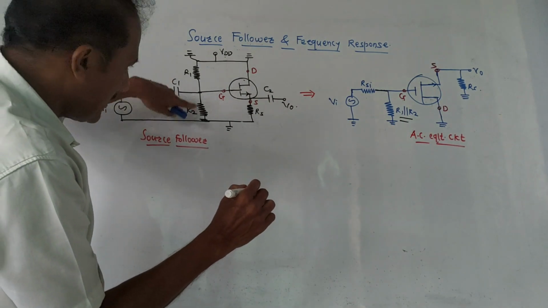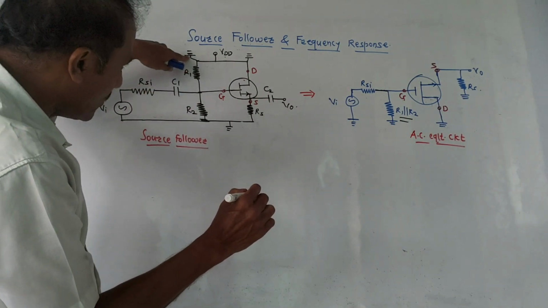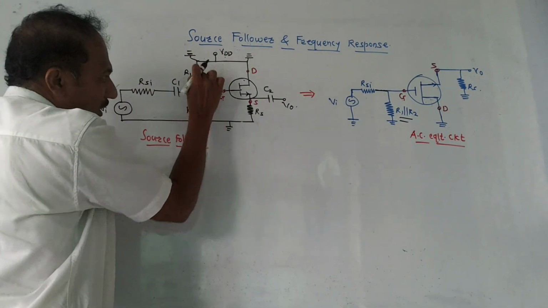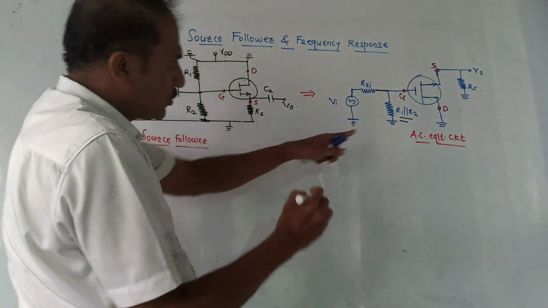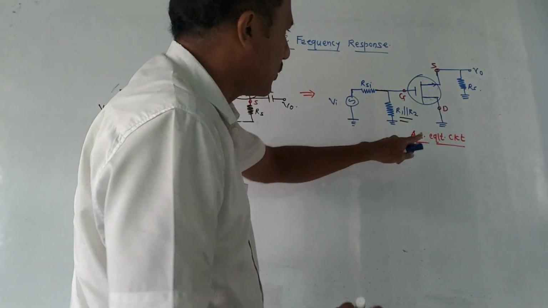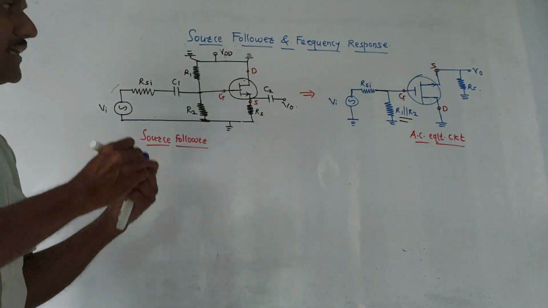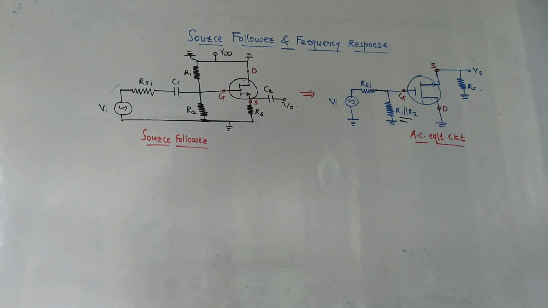फिर R2 is already grounded, R1 will be also grounded. That means R1 and R2 will be in parallel. देखो ये ground connection है, यहाँ पे भी मैं ड्रॉ कर सकता हूँ. So I have drawn R1 parallel R2. This is the AC equivalent circuit for the source follower amplifier.